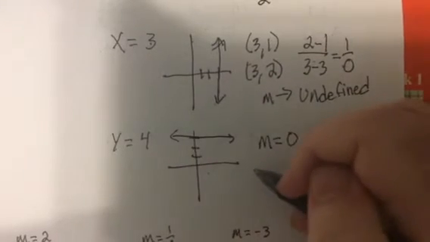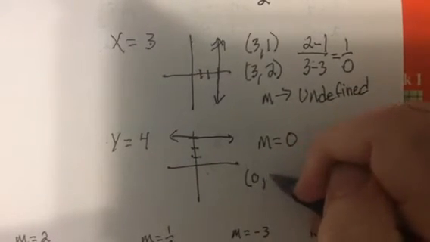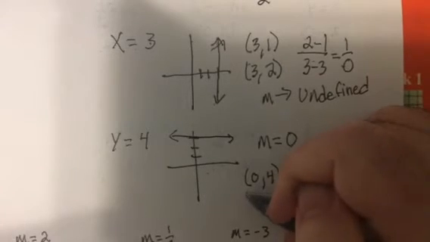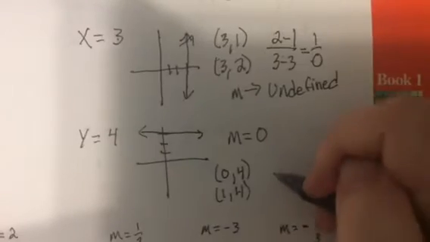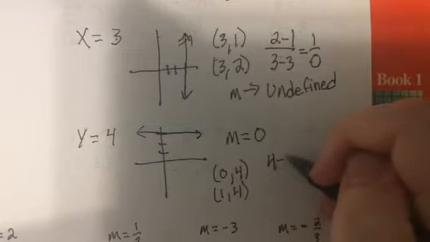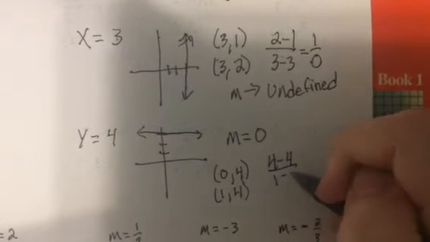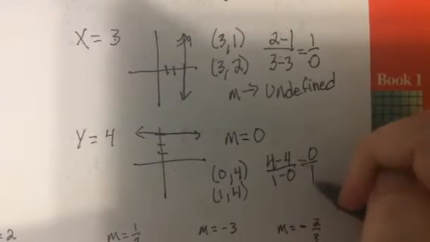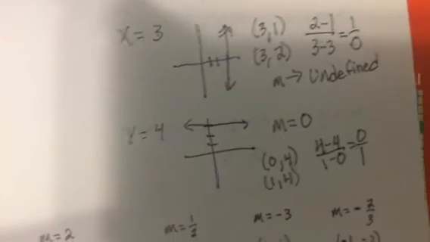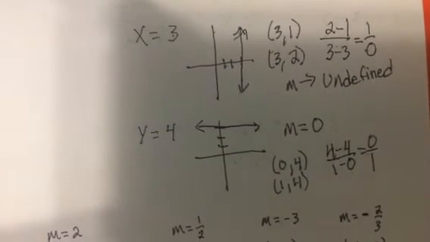Now let's find two ordered pairs to show you. So 0, 4, and 1, 4. So if you notice, it's 4 minus 4 over 1 minus 0, which is 0 over 1. So a horizontal line is whenever y equals a number and its slope is 0.